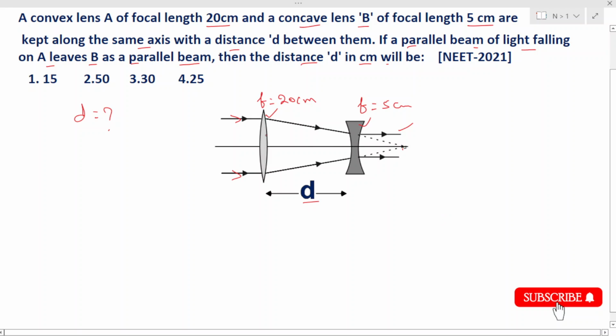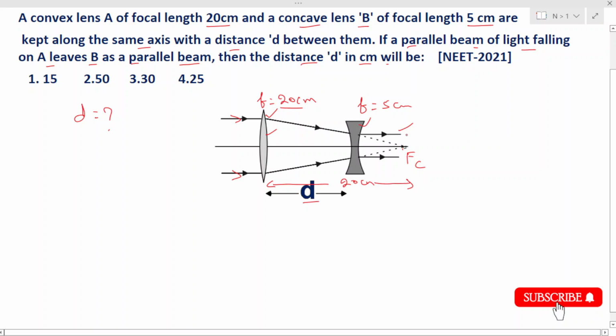Now this is a convex lens, and on this convex lens parallel rays are falling. We know that if parallel rays fall on the convex lens, what will happen? These rays will converge at the focus of the convex lens. We know that the focal length of the convex lens is 20 centimeters. That means this will be the focus of the convex lens, and this distance will be 20 centimeters.